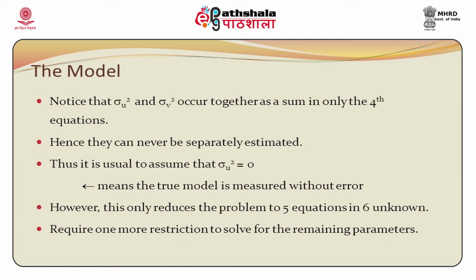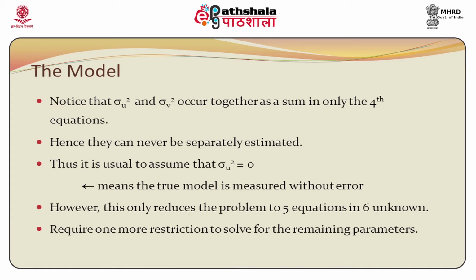Hence, what is generally done is that we assume that sigma u square is equal to 0. And what does that mean? Mind you, sigma u is the variance of the model error. So, we are assuming that the true model is exact, it does not have an error. And when we look at the observed model, the error comes in primarily through the y error, that is sigma v or rather v, and it comes in through w as well. So, we assume that the true model is error free and hence the number of parameters reduces by 1. So, we still have 5 equations, but we have 6 unknowns. So, we still need one other restriction to make.